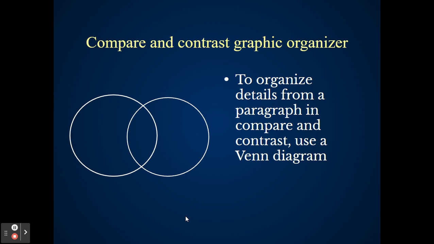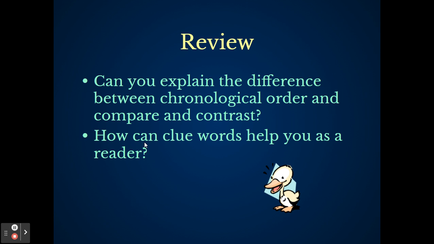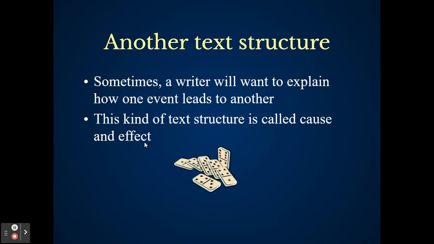One thing that you can use to help you organize your information when you're reading a compare and contrast is a Venn diagram. So you would put the two birds on either side, and then the things that they have in common go in the middle, and then the things that they have that are different go on the ends. All right, so again, review, think about what we just talked about. Are you able to explain the difference between the two structures, and how can the clue words help you?